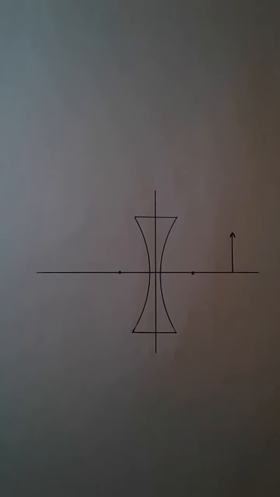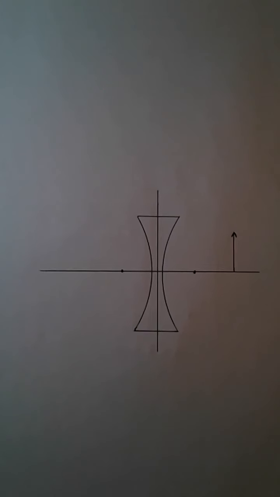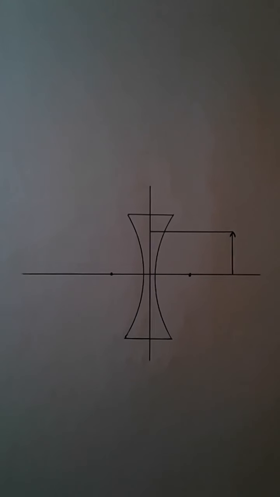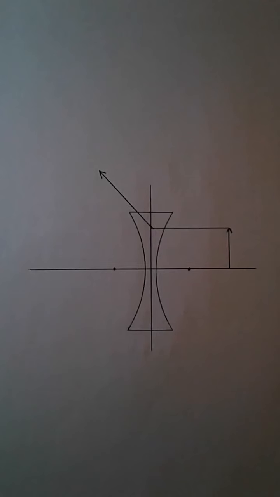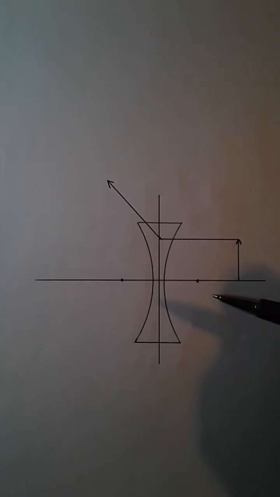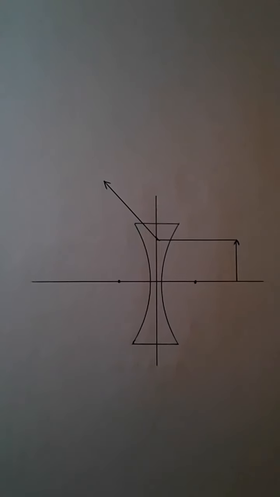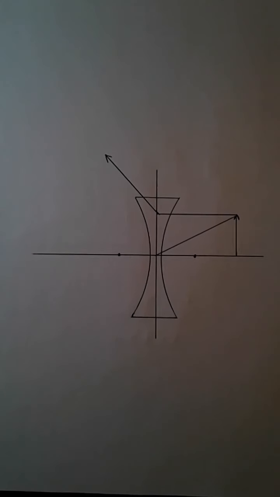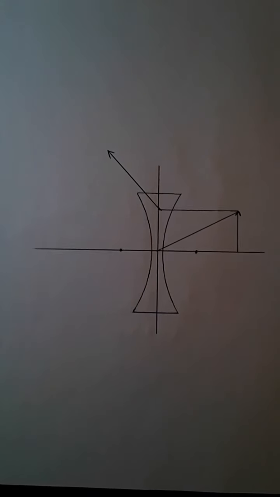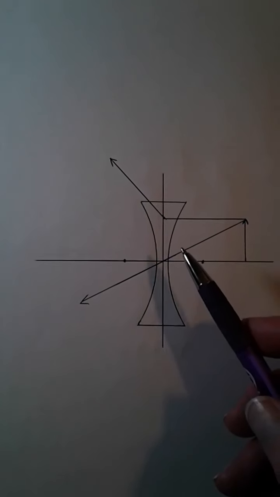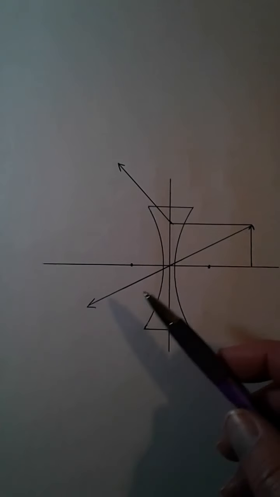Now let's see what happens when the object is moved closer to the concave lens. A light ray goes in parallel to the principal axis and refracts away as if it came from this virtual focus. This is a diverging lens. Another light ray that's easy to draw is the one that goes to the center. We draw this ray as if it didn't refract. It just goes straight through.